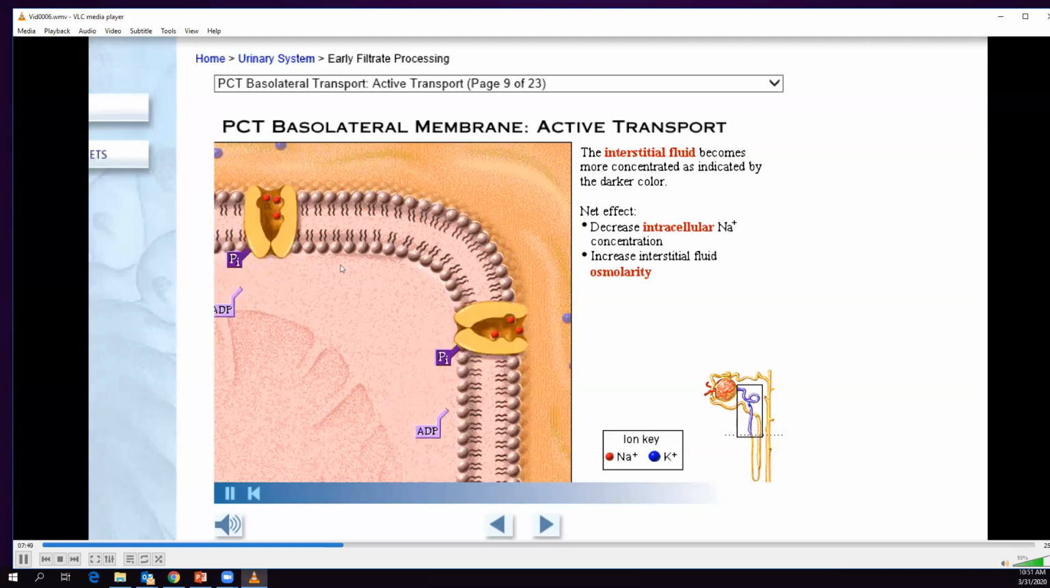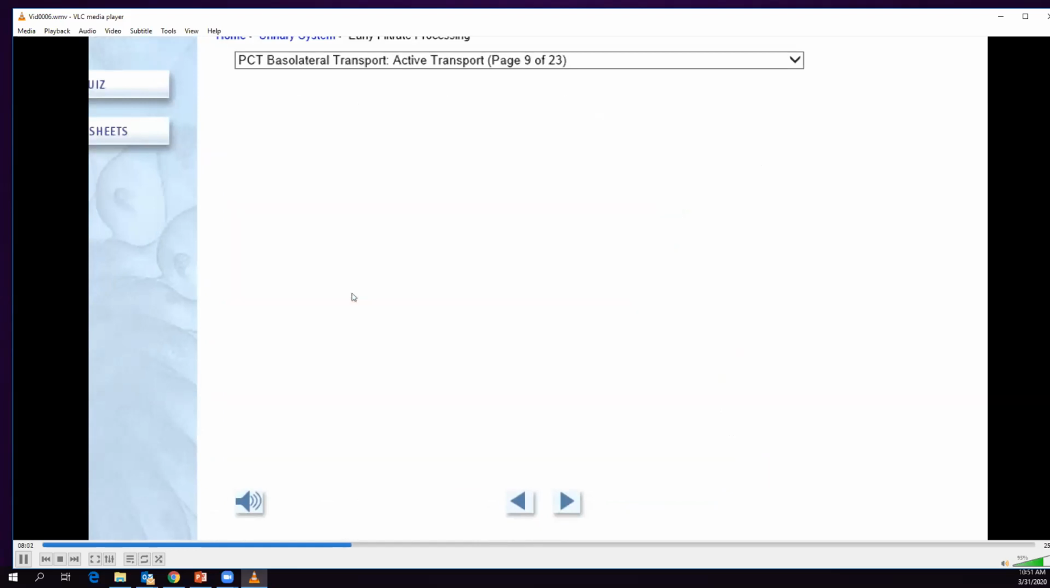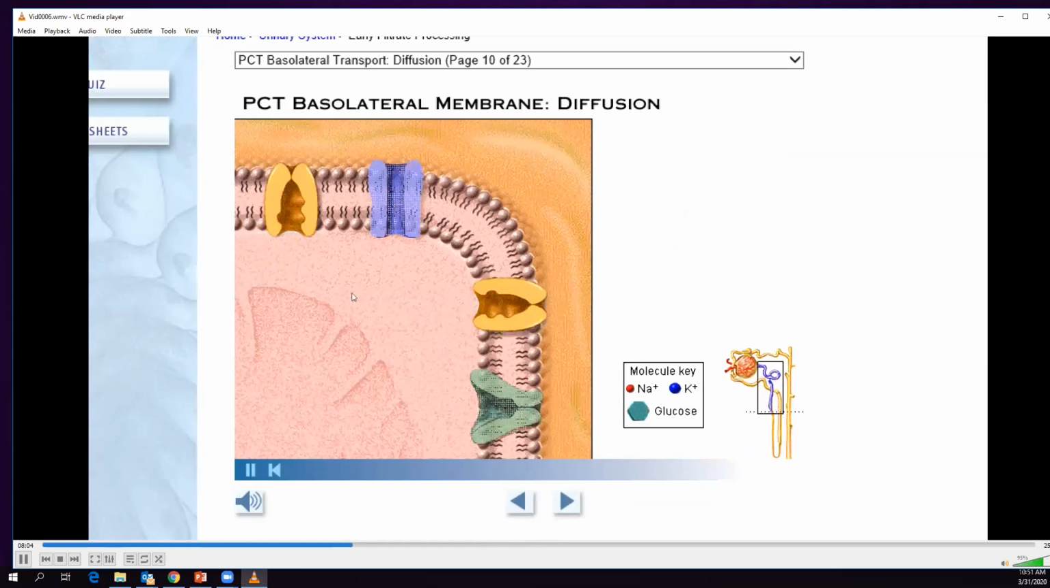If you didn't notice the interstitium darkening, repeat the activity by clicking the ion pump. Otherwise, click the basolateral membrane to see additional features. Now notice two additional transmembrane proteins in the basolateral membrane, a potassium ion channel and a glucose carrier molecule. Click either protein to see its activity.